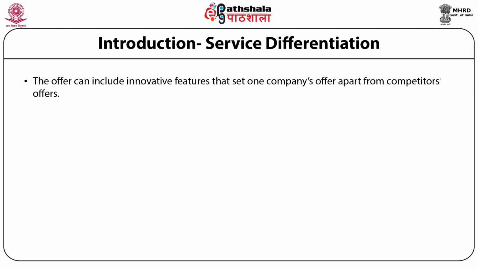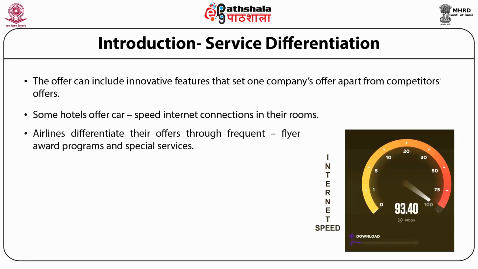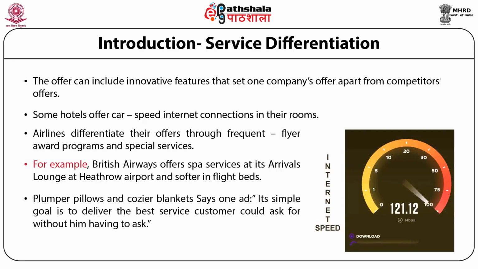The offer can include innovative features that set one company's offer apart from competitors' offers. Some hotels offer cars, high-speed internet connections, etc. in their rooms. Airlines differentiate their offers through frequent flyer programs or special services. For example, British Airways offers spa services at its arrivals lounge at Heathrow Airport and softer in-flight beds. Plumper pillows and cozier blankets are also on offer.